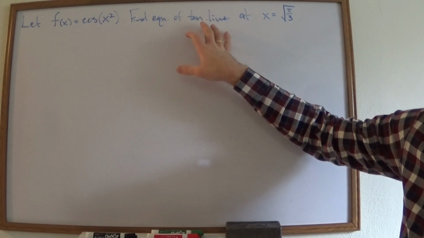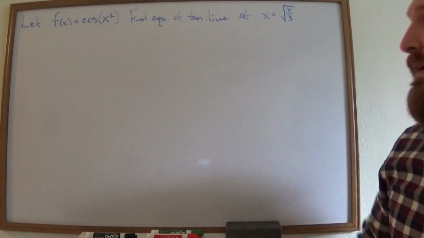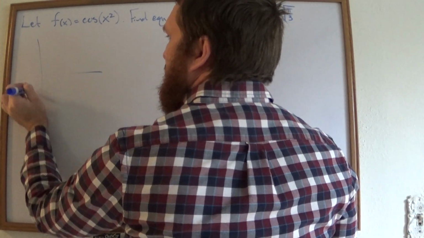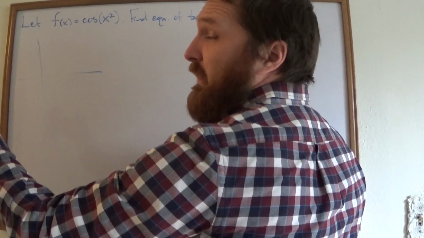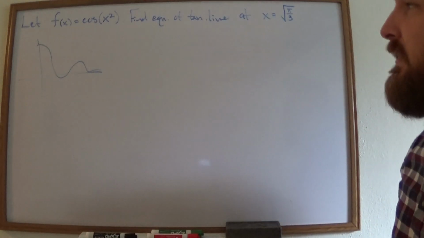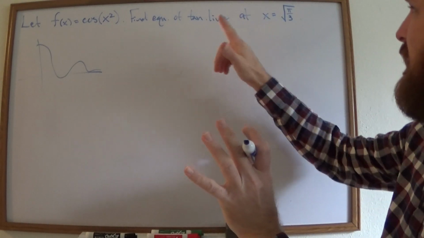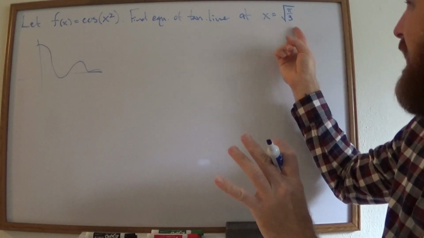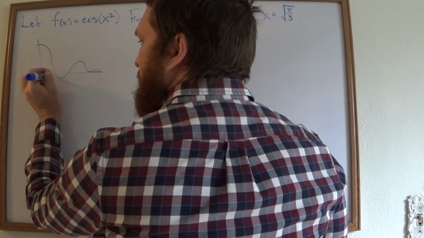Anytime I see "find the equation of something" and it has to do with graphing, what I'm immediately going to do, just off to the side of my page, is say, okay, what does f look like? I have no idea, but maybe it looks something like this. Who cares? That's not really the point. We need to find the equation of a tangent line to this thing at some value. Again, it doesn't matter what picture I drew.